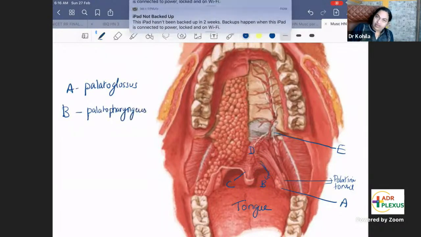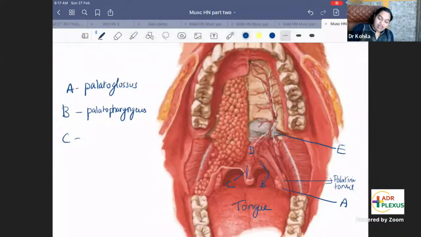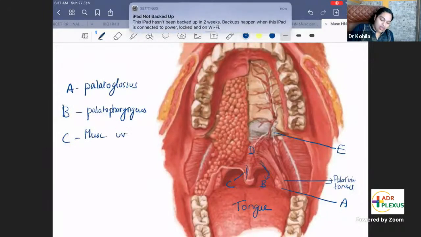Palatopharyngeus, right? C. What is C? C is easy, right? Yeah, towards the uvula, Musculus Uvulae. Come on, what is D?